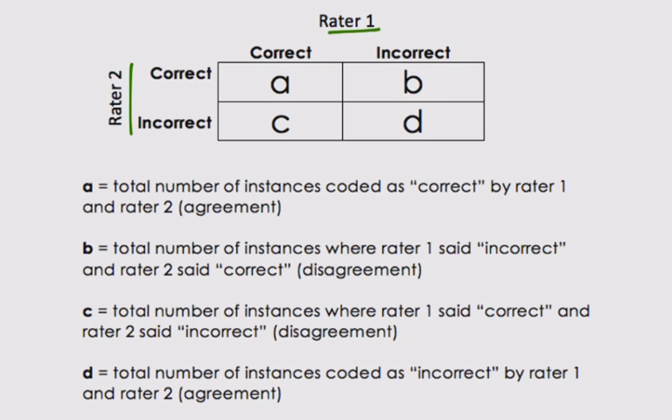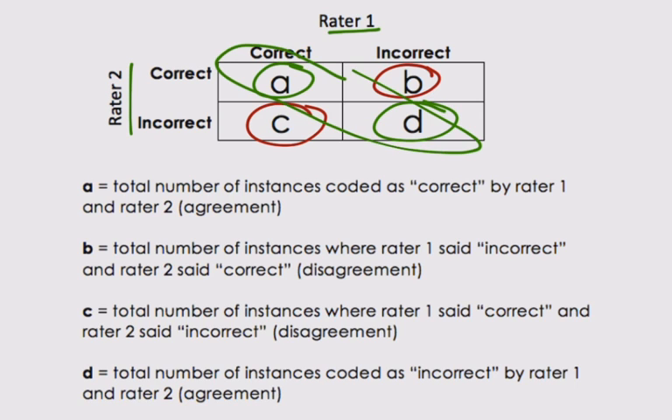So actually, I can show you this here. Let's say I'll circle A with green because that is an agreement. B is a disagreement. C is also a disagreement because rater 1 said correct, rater 2 said incorrect. And then D is an agreement because they both said incorrect. So hopefully you can see this path along here. Those are our agreements. And then the red circles are our disagreements. So that's the first step in calculating Kappa.